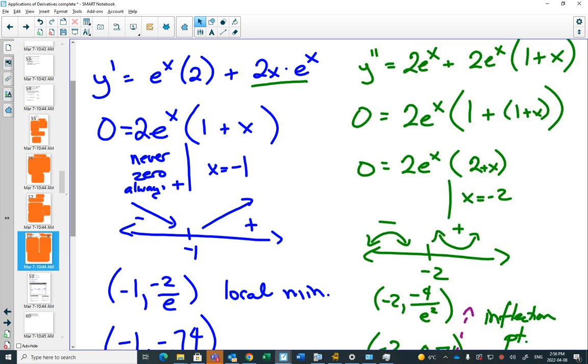And then your second derivative? Right, you're going to have to do another product rule. I used the factored one, and it could be factored out again. And now you get x equals negative 2.